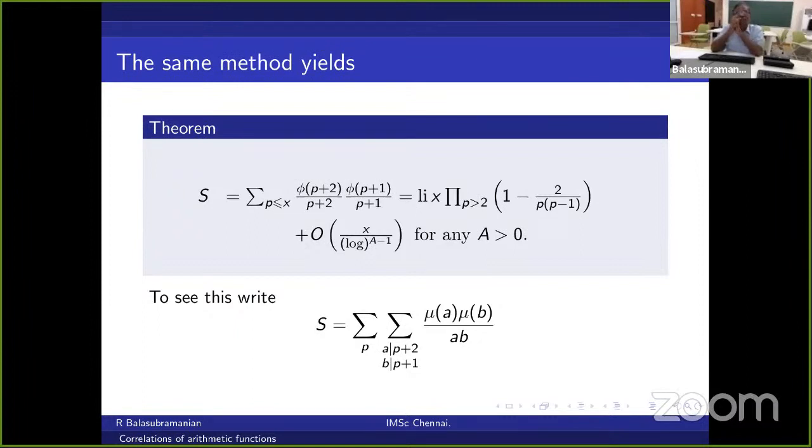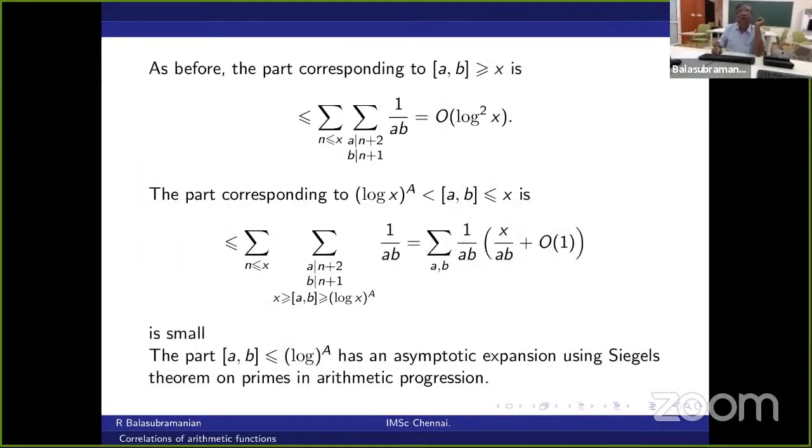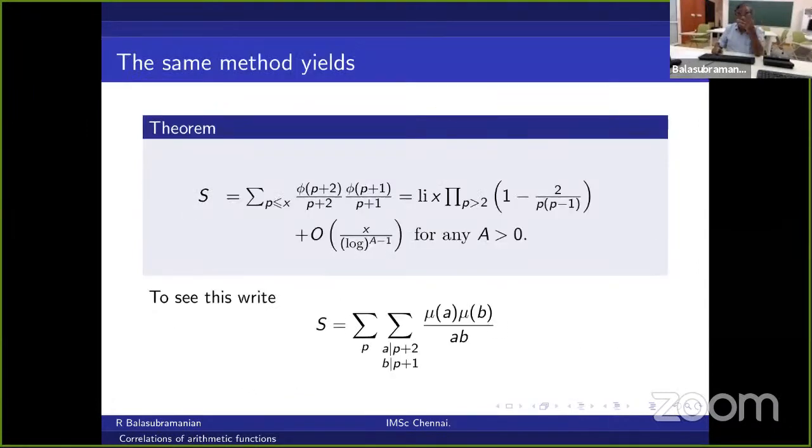You write the sum S, which is the summation over p, and a dividing p plus 2, b dividing p plus 1, and the phi you are writing as mu of a, mu of b divided by ab. And then you can interchange the summation. First of all, again, you break it as the LCM of AB bigger than or equal to x. But in this particular case, the LCM is the same as the product itself, because I am looking at the special case when A divides P plus 2 and B divides P plus 1, and P plus 1 and P plus 2 are co-prime, and consequently A and B will be co-prime. And therefore the LCM of AB is the same as the product AB.